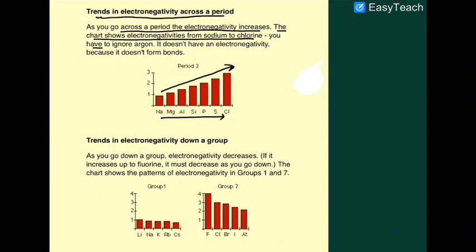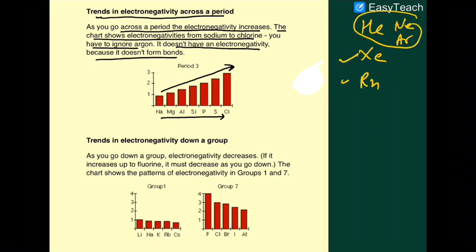You have to ignore argon. It does not have an electronegativity because it does not form bonds. So if someone asks why noble gases do not have electronegativity, the reason is that they do not have combining ability. So helium, neon, argon. But nowadays, some compounds of xenon and radon are known. So the electronegativity of xenon and radon can be established by using the Pauling scale.